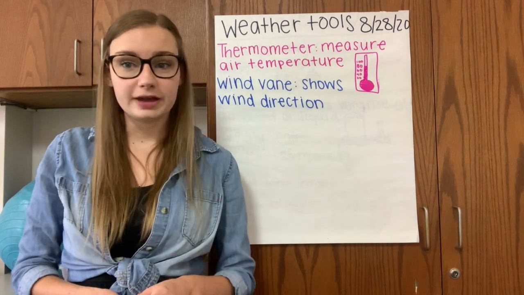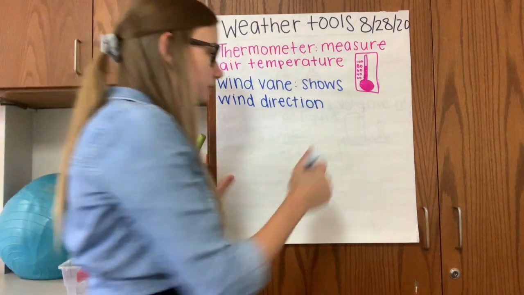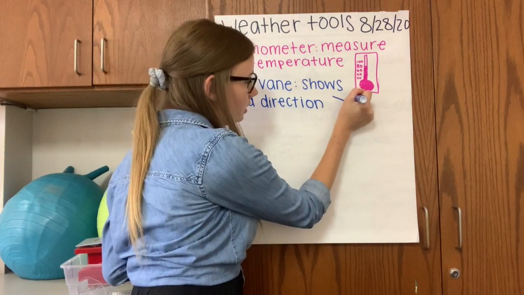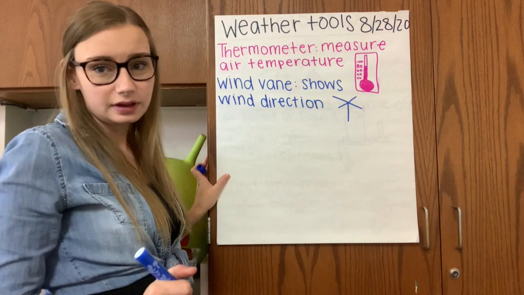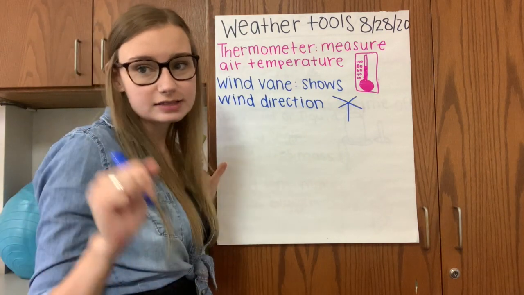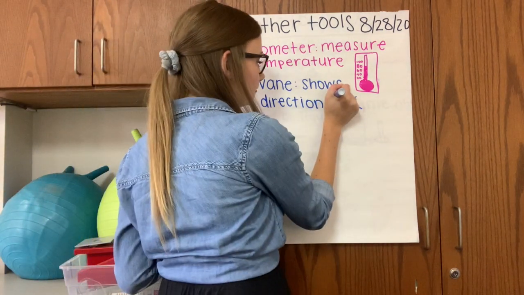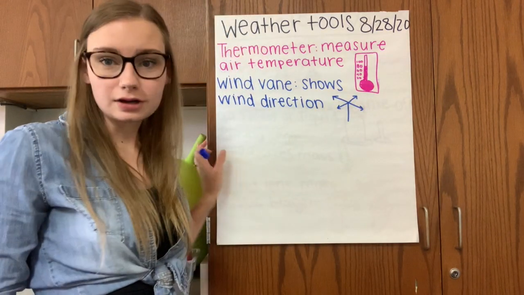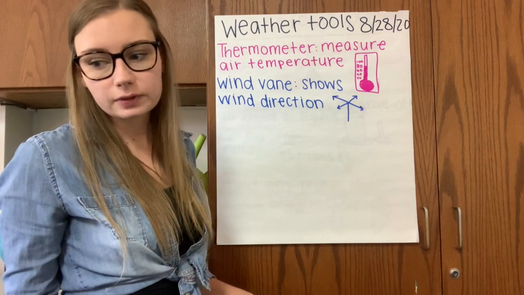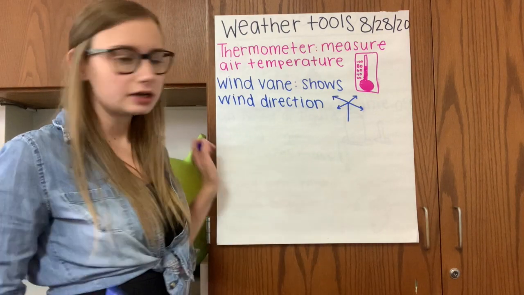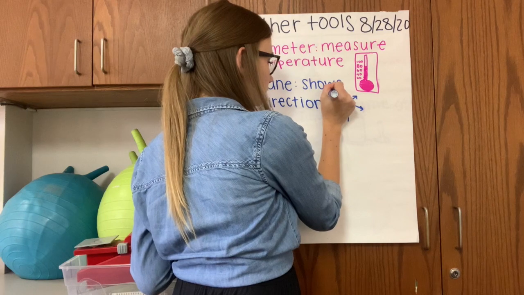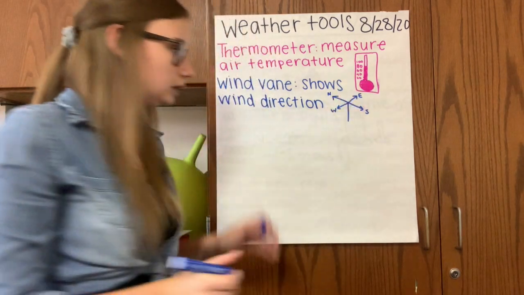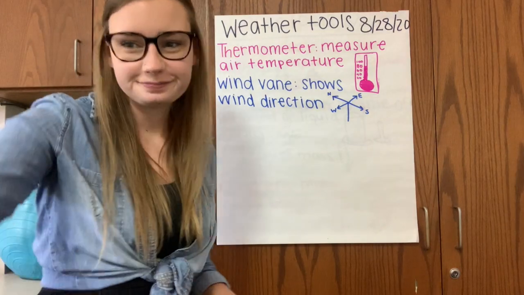Now, let's draw a picture of our wind vane. So here's a little stick, and there's kind of a big X on top. And each of these X's is going to be a little arrow. But we need to know which way it's pointing. So we're going to label north, south, east, and west. There we go. There's our wind vane.